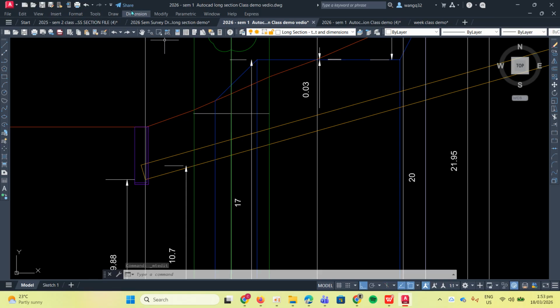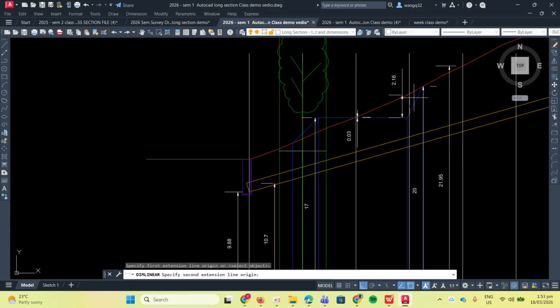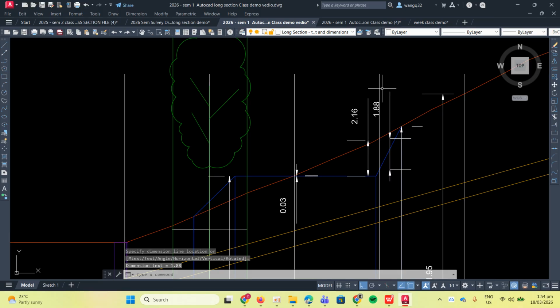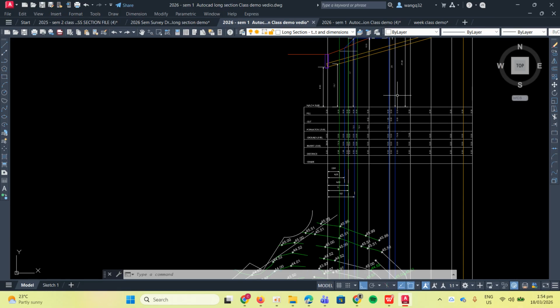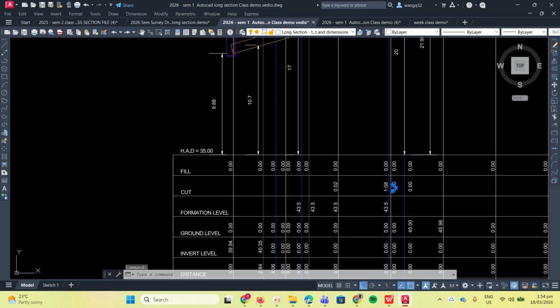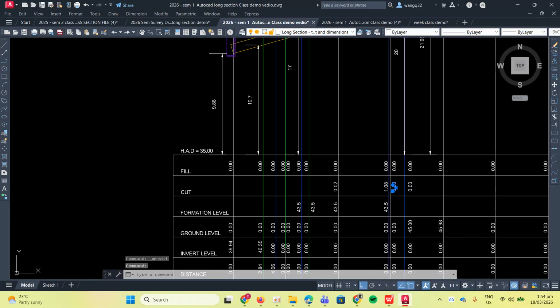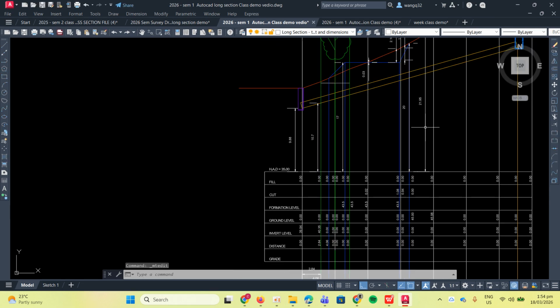And I also need to know the cut here. Draw a linear, and the cut will start from here to here, which is 1.88, giving me 0.94. So the cut on this line will be 0.94. And the end of cut will be 0.00.